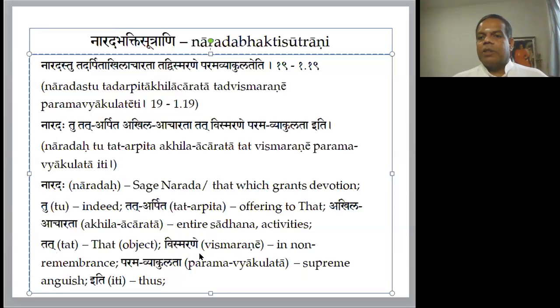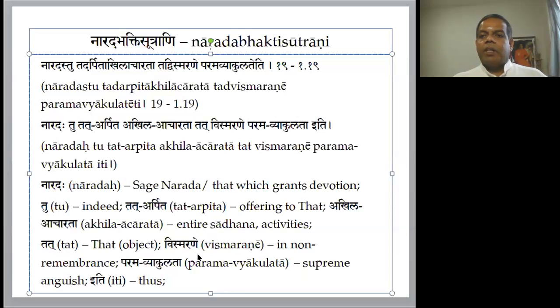Vismarane: smarana means to remember. Vismarana means beyond memory. It can mean non-remembrance, forgetting, or becoming oblivious. What do we become oblivious to? One is not remembering the Lord, or not remembering to offer all of our actions to the Lord, forgetting our sadhana. We can say everything. It covers everything. The word tat is used in a phenomenal way by Sage Narada. So we can pull out all sorts of meanings from that, based on what appeals to us and what takes us forward to a higher state.